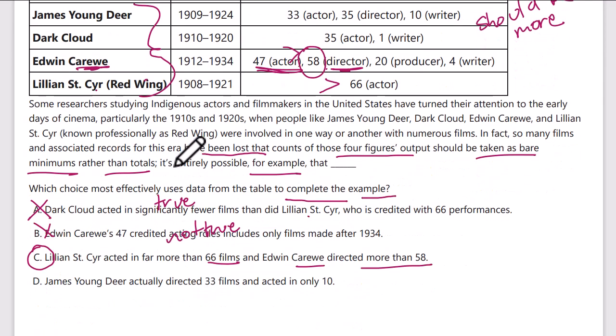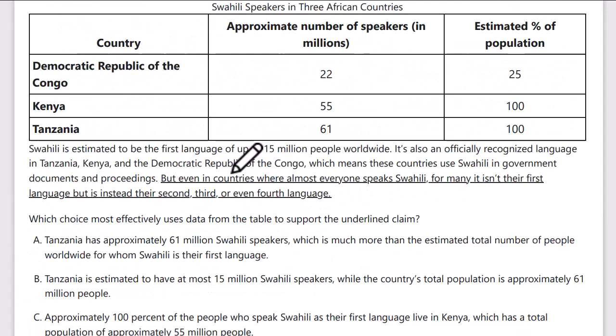D, James Young Deer actually directed 33 films and acted in 10. So they're switching out the numbers for Deer. No, that's not the idea, right? They mixed up acting versus the other. No, that's not the right idea. C is the answer. Okay.